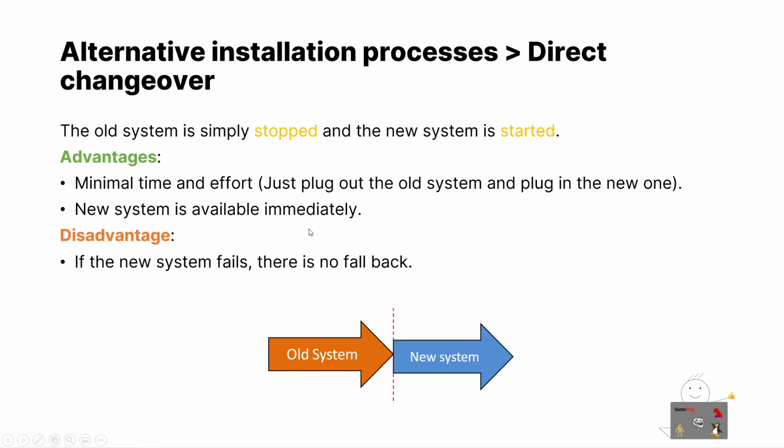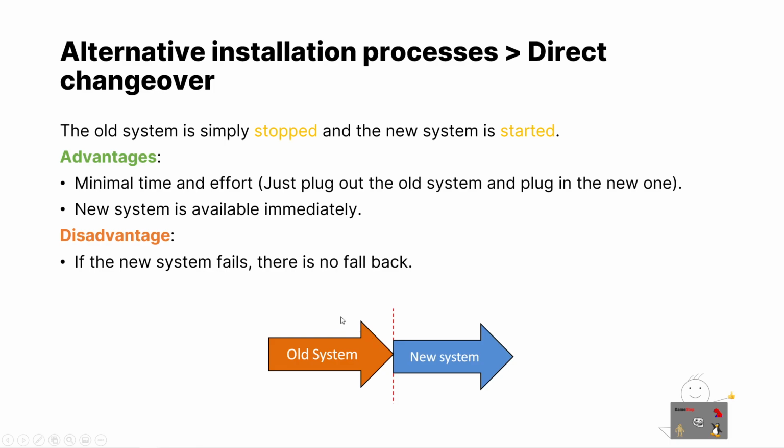The biggest disadvantage is that if the new system fails, there is no fallback. Meaning, if our new system has bugs and it shuts down, there is nothing to be used by our users. This picture illustrates it pretty well. We have our old system, we are this red line, we come in, shut it down, and the new system starts to work.